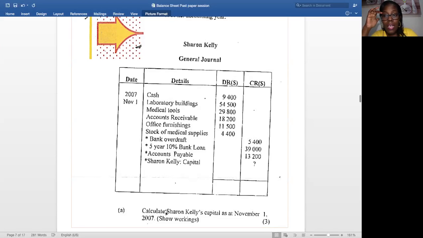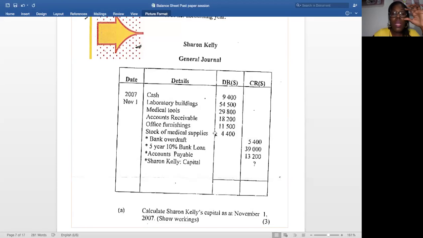An asset is anything that the business owns. A liability is anything that the business owes. So let's see. Cash is going to be an asset. The building is going to be an asset. The medical tools are going to be an asset. Accounts receivable is an asset. Office furnishings will be an asset. Stock of medical supplies as well is going to be an asset. And assets normally have debit opening and closing balances.